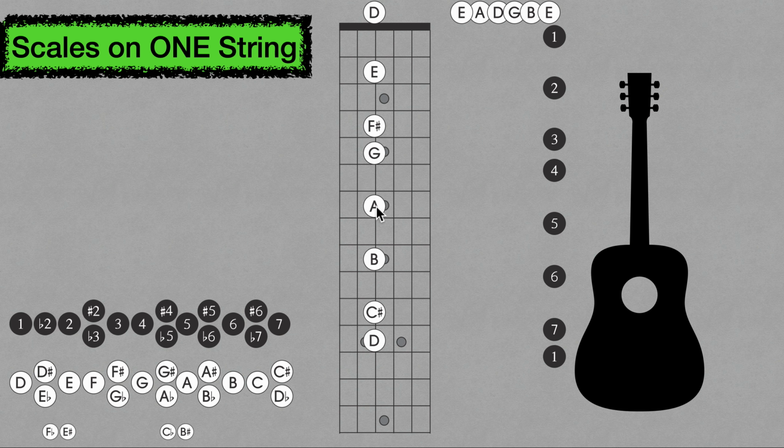So now let's go ahead and add the A string here. So we've got A, B, these intervals on the same string that stay the same. Since D is here, a whole step away, there's E, F sharp, and then G, and then A.